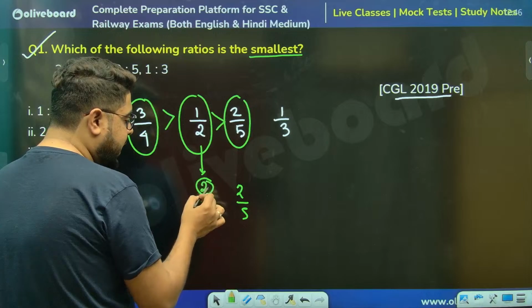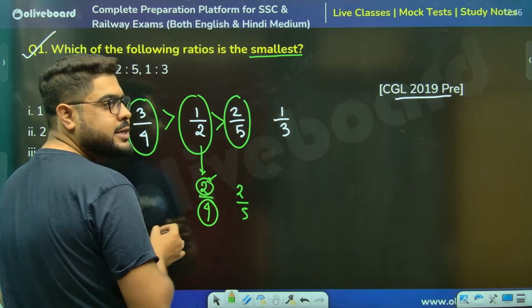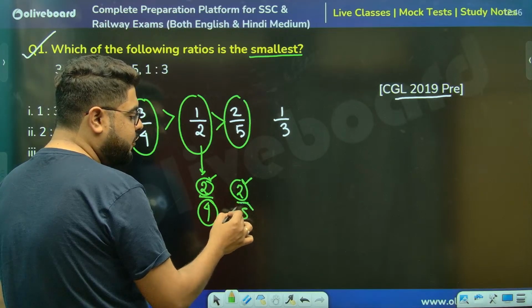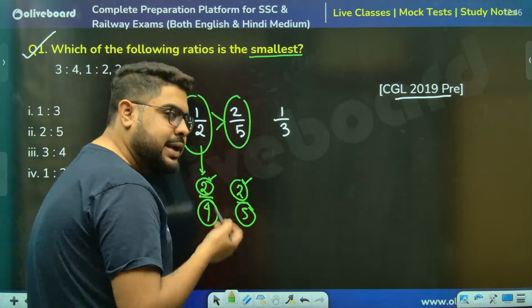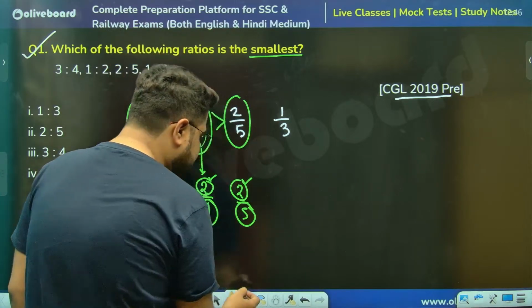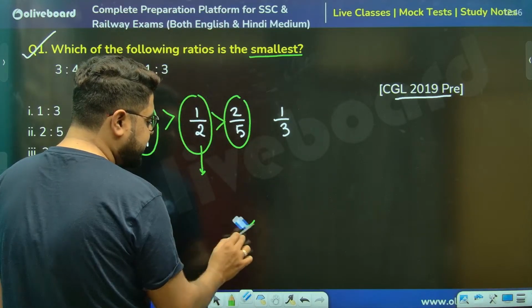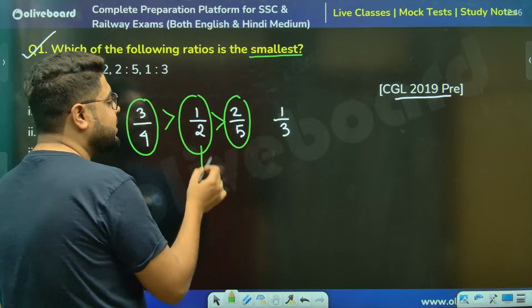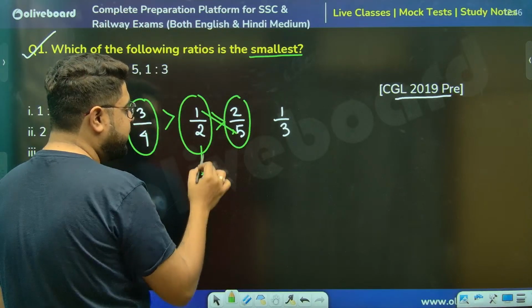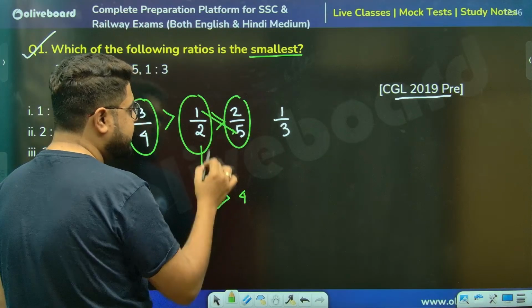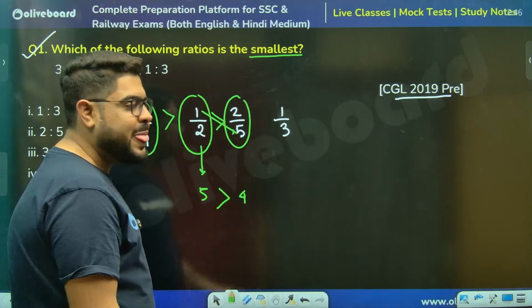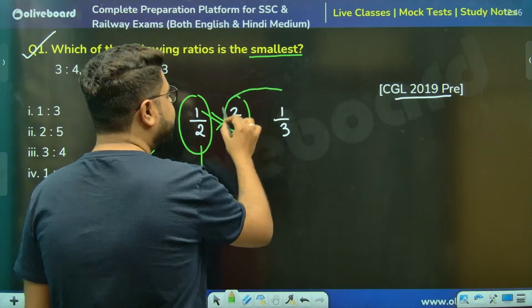One is dividing 2 in 4 parts. The other is dividing 2 in 5 parts. You can think like this. Or if you say, no sir, I'm not willing to think in this fashion, then you cross-multiply: 1 into 5 is 5, 2 into 2 is 4. So this is greater, so this is greater. Do it like this.